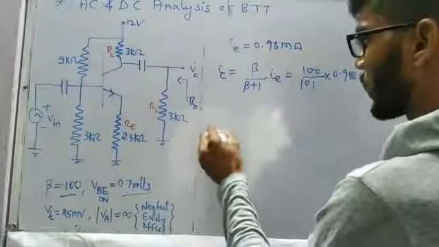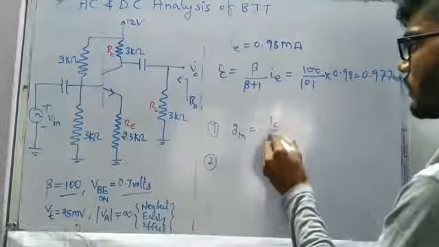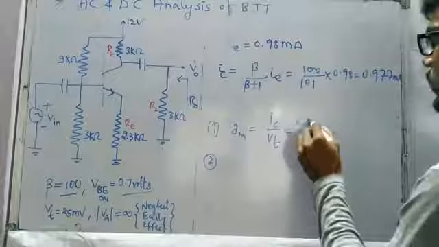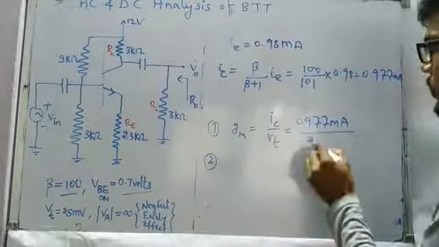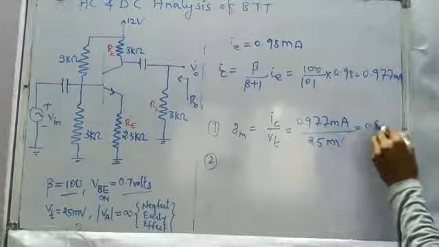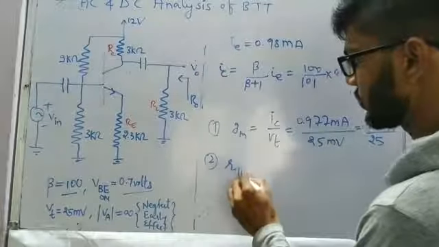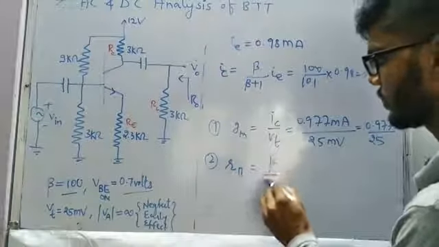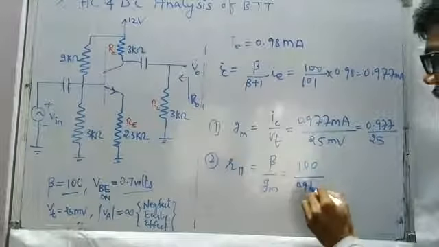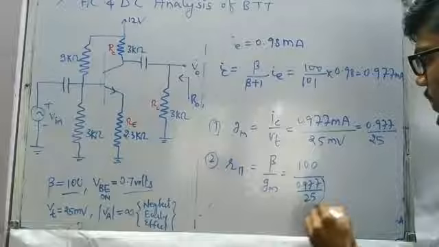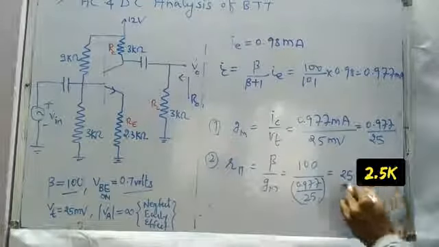Now our aim was to find GM. GM is equal to IC by VT, and IC is 0.977 milliampere divided by VT, which is 25 millivolts. So we will keep it as 0.977 divided by 25 itself. And in the case of R pi, it is beta by GM, where beta is 100 and GM we have calculated as 0.977 divided by 25. So this will come as 2.5 kilo ohm.